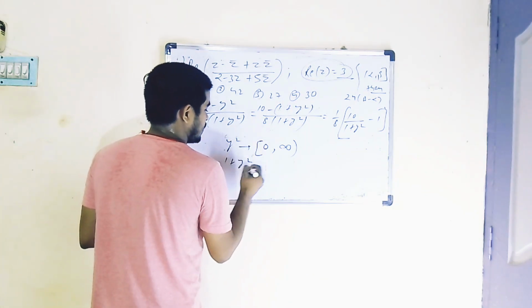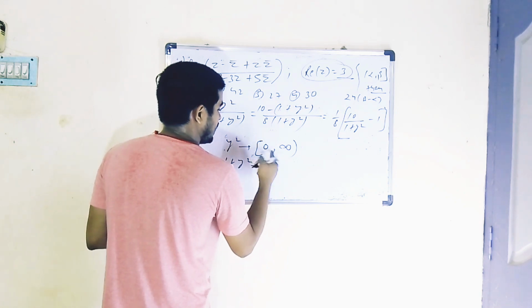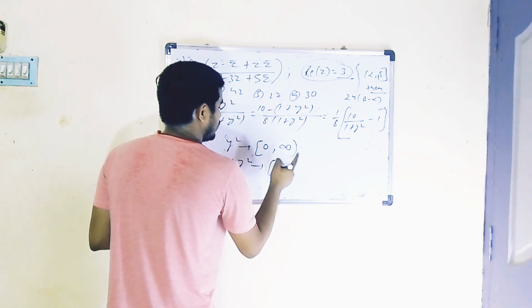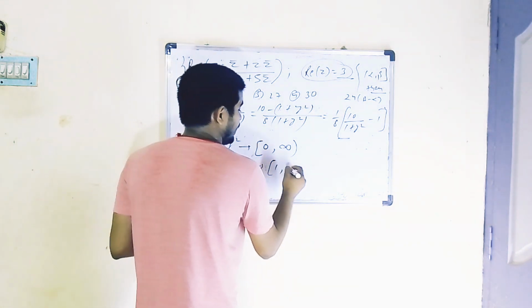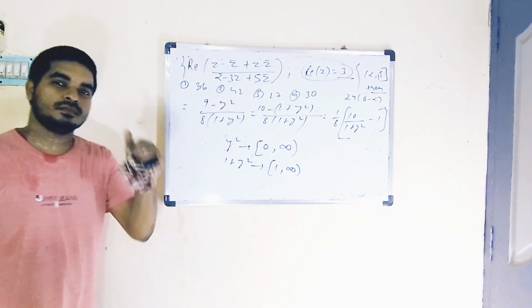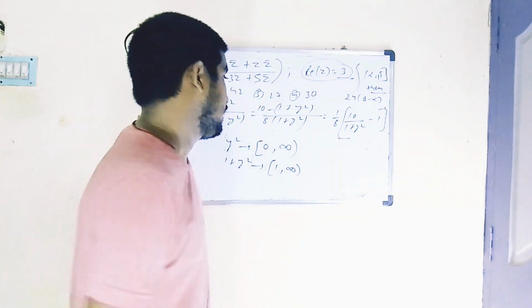1 plus y square. Sir, it can be 1 plus 0 is 1, then 2, 2, 2. Okay, 1 to infinity. Do you agree?